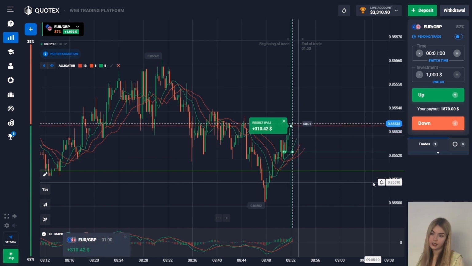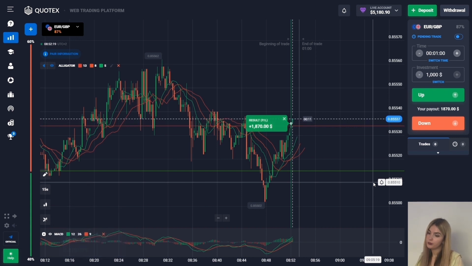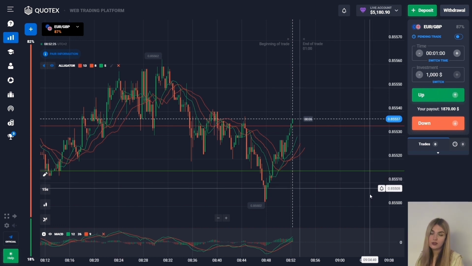And we see that the forecast was right and we made the money on this, guys. As you may have noticed, I have $5,180 on my balance, on my deposit. So this is the end of our trading. That's it for today, guys.